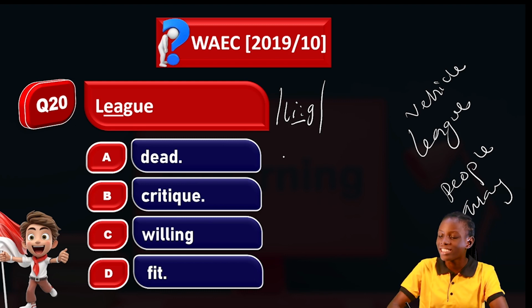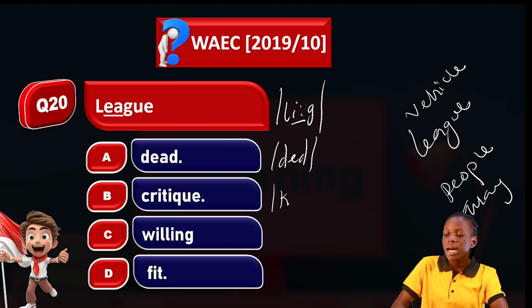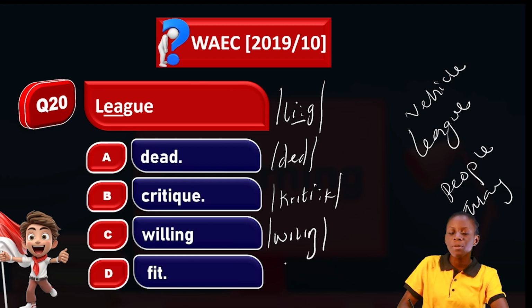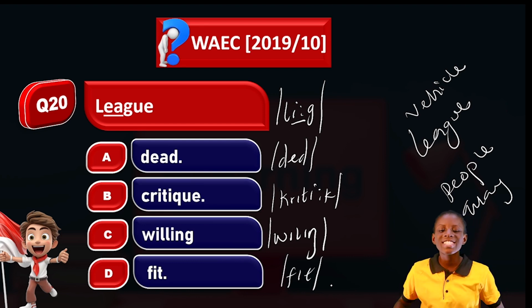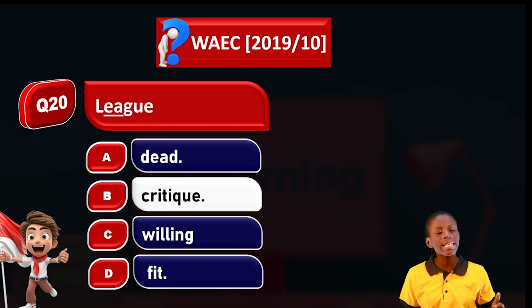Dead is dead. Critic has the E sound. How about option C, willing? How about option D, fit? Okay, so now what is our answer? Evidently option B, critic, and leak share the same sound. So option B is our evident answer.